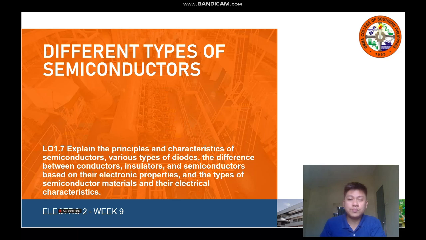Good morning, everyone. So, the topic for today is the different types of semiconductors. The learning objective of this session is under learning outcome 1.7. To read on your screen, it says here: explain the principles and characteristics of the types of semiconductor materials. Okay, so let us proceed.